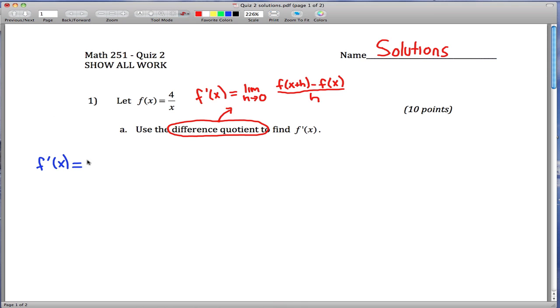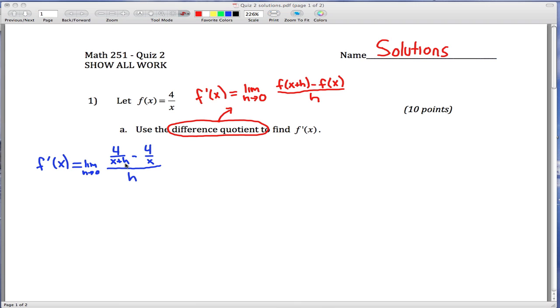So to find f prime of x, really all we do is evaluate this expression using f of x is 4 over x. So if f of x is 4 over x, f of x plus h is going to be 4 over x plus h. And from that we subtract f of x. And we divide this entire thing by h. This is the limit as h approaches 0.